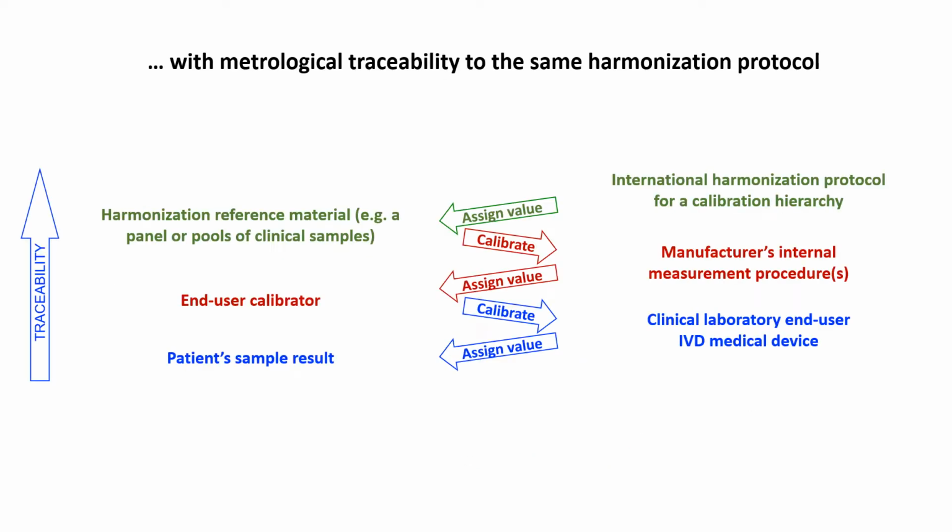So a harmonization protocol provides metrological traceability to an international harmonization protocol for a calibration hierarchy, shown in the upper right hand of the diagram. This protocol specifies harmonization reference materials, which are usually a panel of clinical samples, which then fulfill the position of a secondary matrix-based reference material in a calibration hierarchy.